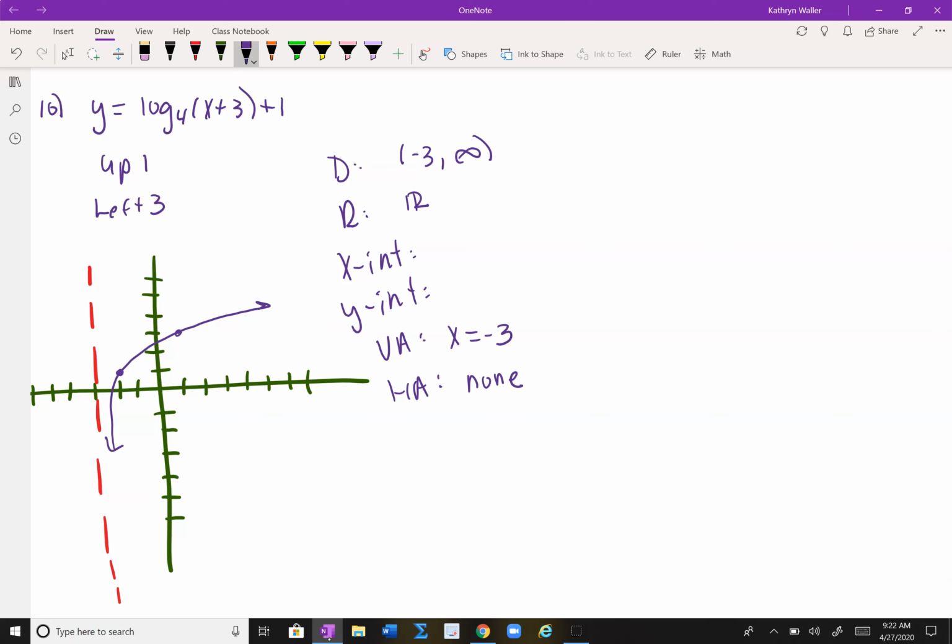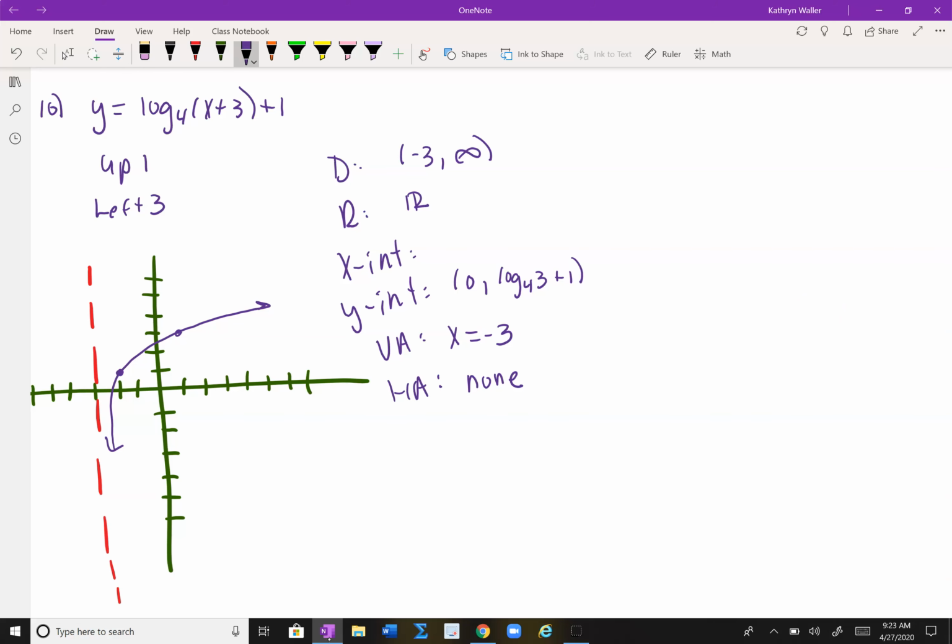To find the y-intercept, you're going to let x be a 0. So I'm going to let x be a 0. If I put a 0 right there, I'd have log base 4 of 3 plus 1. That's all you have to do. Do not make that log base 4 of 4, because this one has nothing to do with the log. That'd be like adding x plus 1. They're totally different. You can't add those things together, okay?